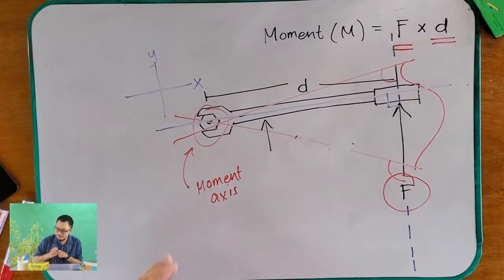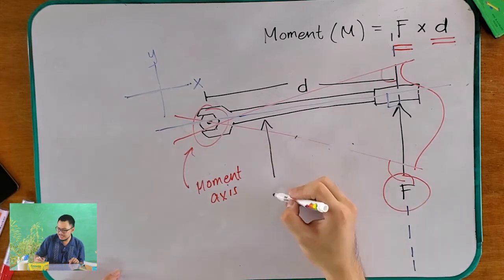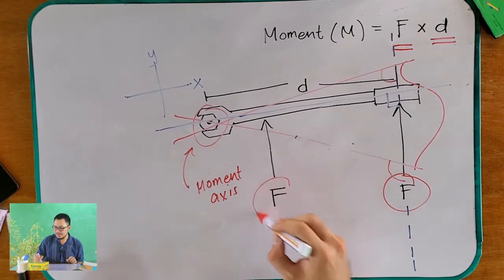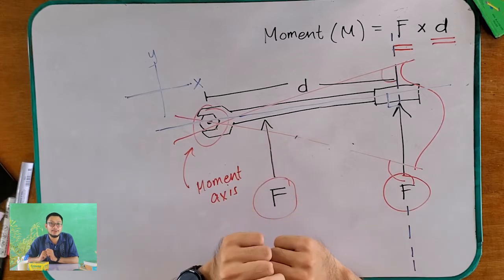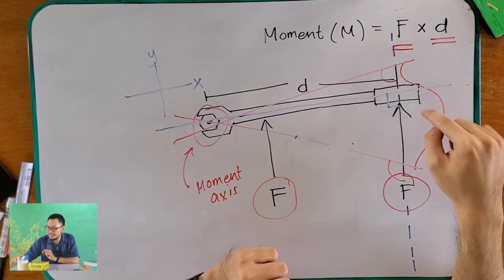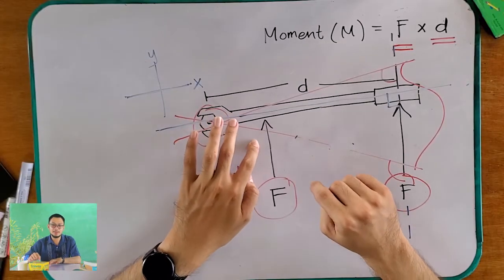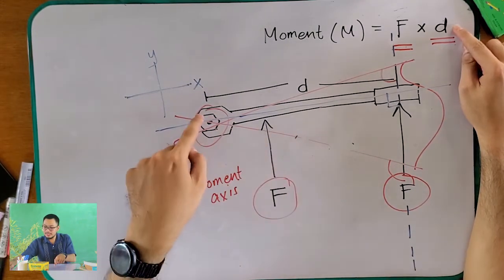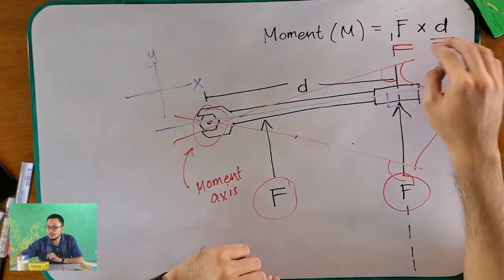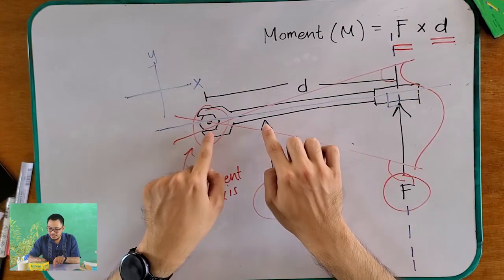However, if you apply your force here, with the same magnitude of your F, what will happen? Can you still easily turn this one if you apply your force here, compared to applying the force here? No. It will be harder. It will be harder for you to turn this one compared to turning this one at this point. Okay? Because we have this equation. If your perpendicular distance is bigger, then your moment is bigger. If your perpendicular distance is small, then your moment is small. Therefore, it is harder to turn.